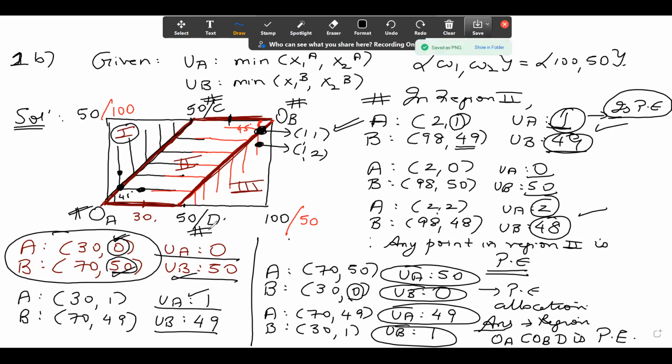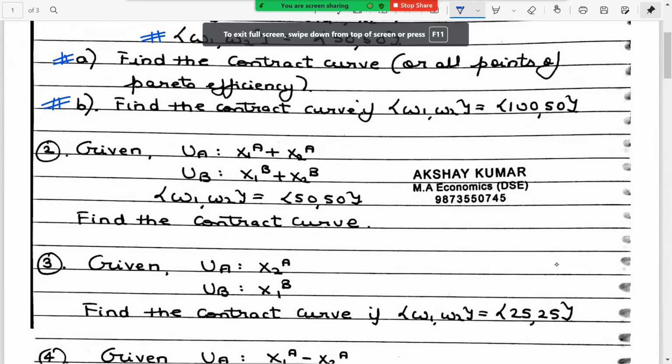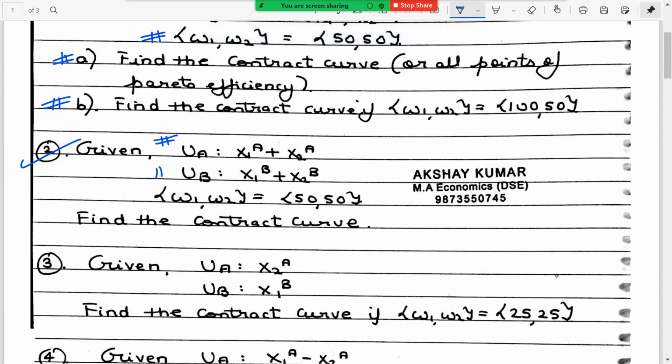So hoping all students have understood question 1. Let us do one more question for the day, and after which we can stop. Question 2. If you look at question 2, again we are given utility of agents A and B. They are perfect substitutes, x1a plus x2a, x1b plus x2b. Endowment is 50, 50. Find the contract curve.